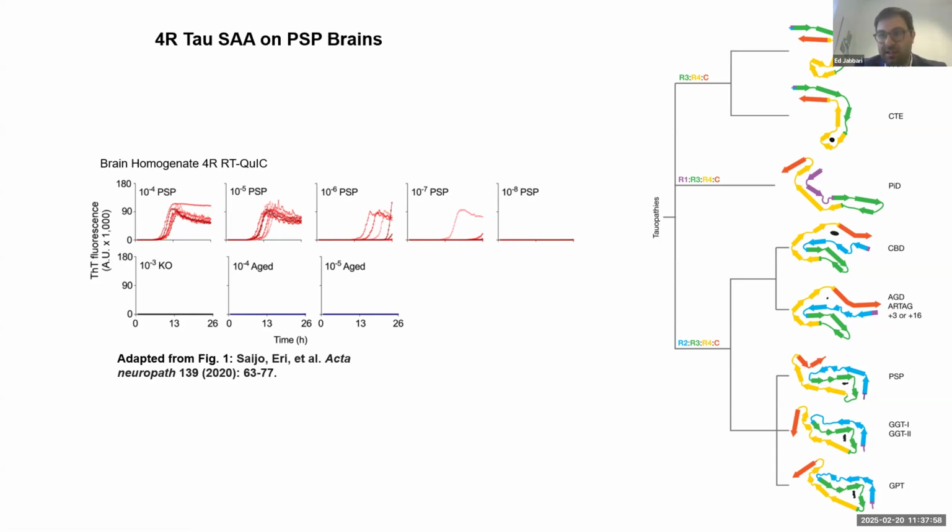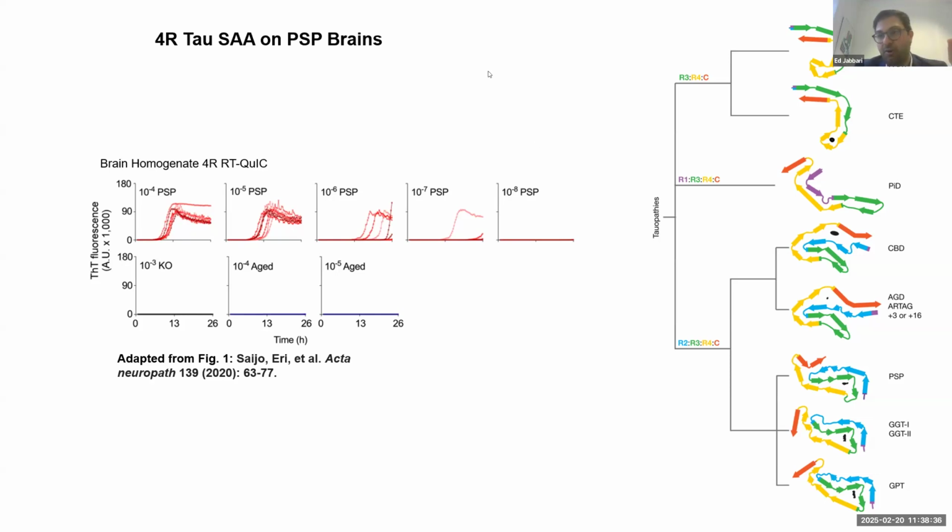Okay, so just lastly to talk about where we've got to with the 4-repeat tau SAA. So the first thing to say is that PSP and CBD are within a spectrum of tau-related disorders. And that spectrum includes other tau-related diseases, including Alzheimer's disease and Pick's disease, which is a form of frontotemporal dementia. So it's really important that when we're designing the 4-repeat tau seed amplification assay, that it is specific only to PSP and CBD. It doesn't give us positive results in those other tau-related disorders.